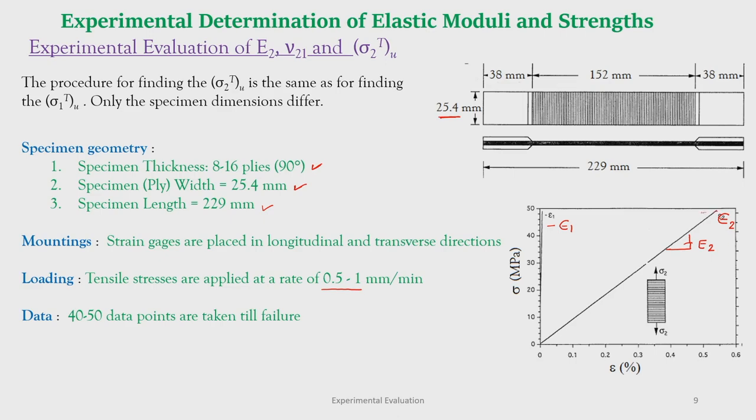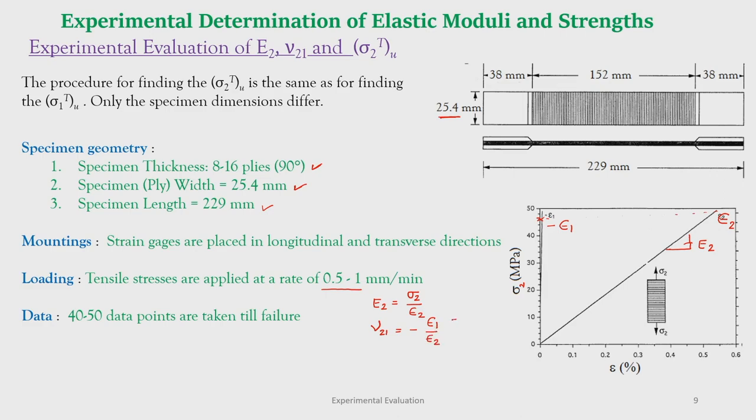And the stress corresponding to this failure gives us the ultimate transverse tensile strength. So, from this reading, we get E2 as sigma 2 by epsilon 2. We also get nu 2 1 as minus epsilon 1 by epsilon 2.